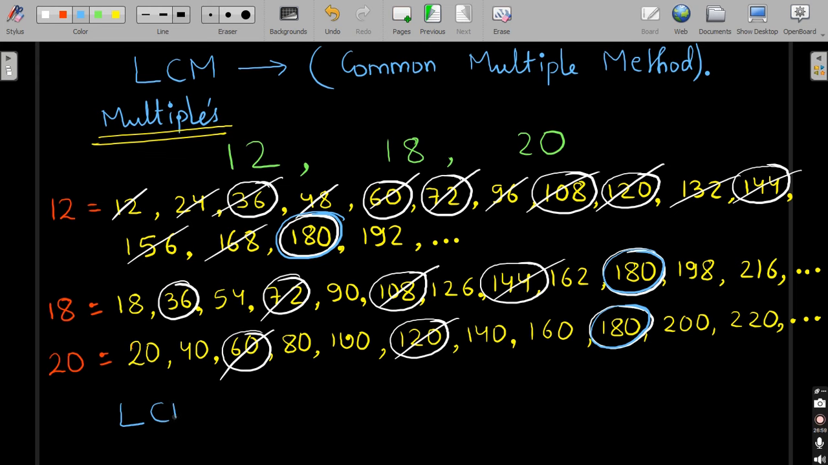So directly we can write here LCM. What is the LCM? What is the value we got? That is 180. Simply we can write it directly. And this method is known as the common multiple method. Okay, after that let us move to the next process. We will solve the same question.